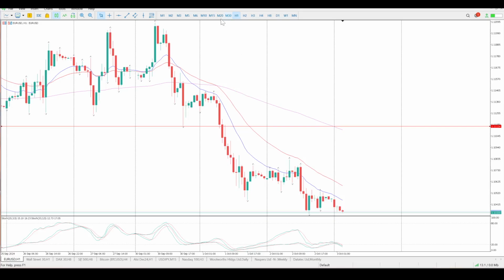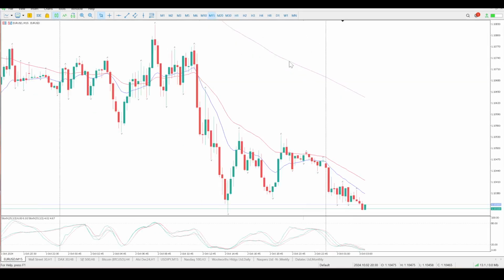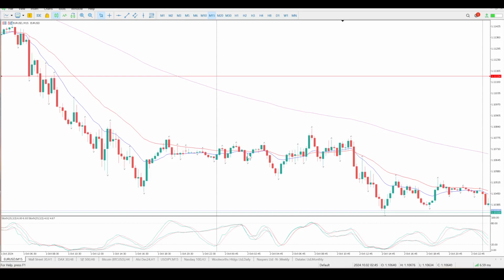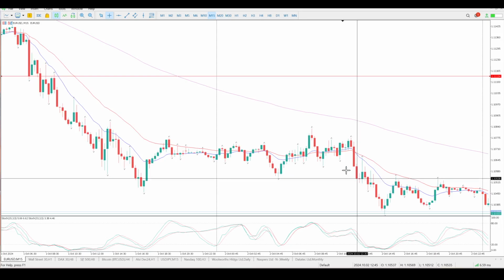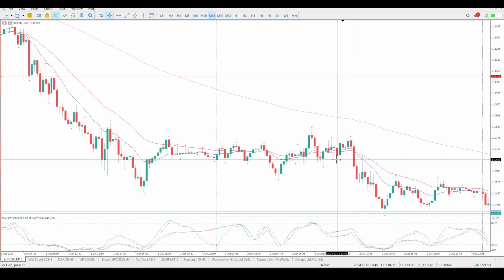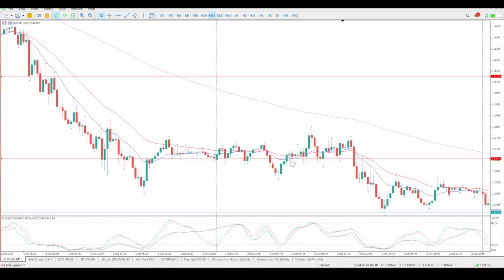Price action yesterday didn't really give us anything either. So you can see we were sideways, sideways, sideways, sideways, in amongst the moving averages. Then we dropped. The only opportunity I can see was this pin bar of structure. Let me put the structure in.